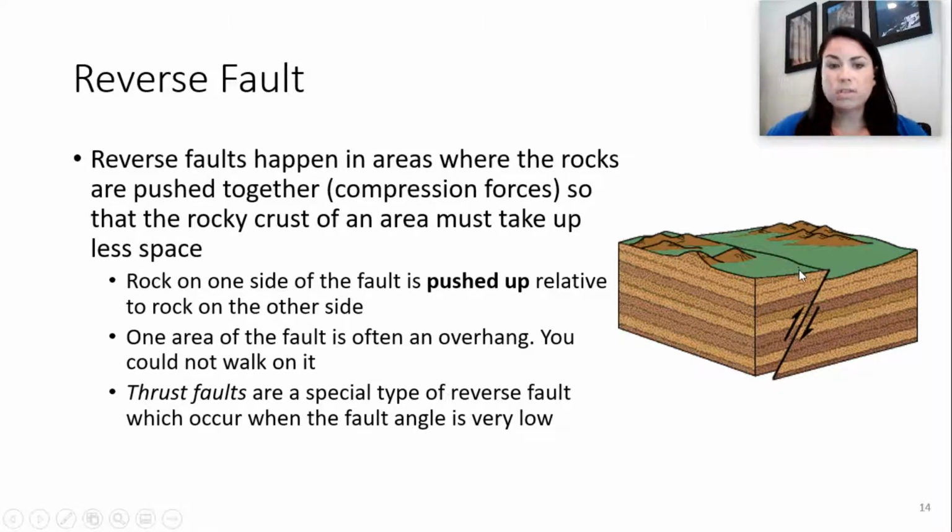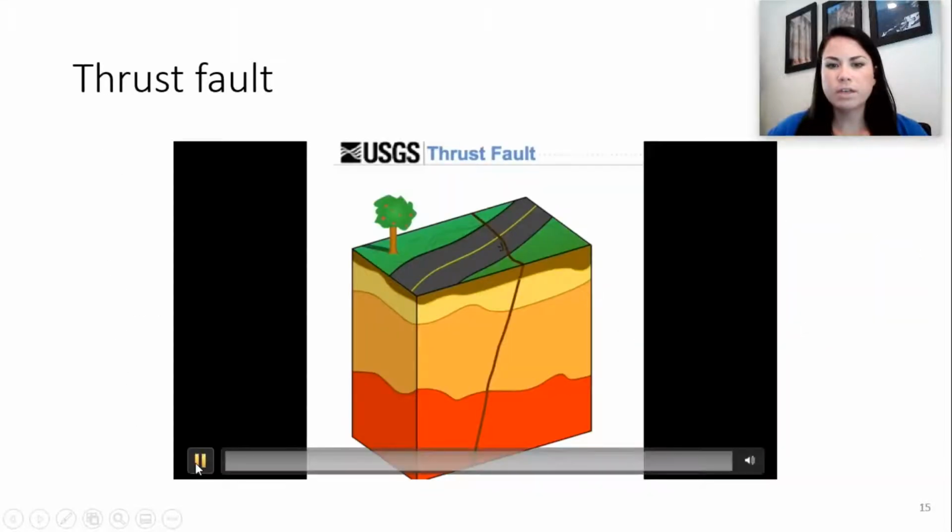And thrust faults are a special type of reverse fault which occur when the fault angle is very low. So this angle, let's say that's about 30 degrees. If you had a very low angle reverse fault, like it would be nearly horizontal, that would be an example of a thrust fault. So let's look at that animation.